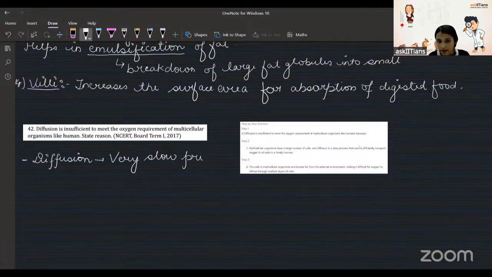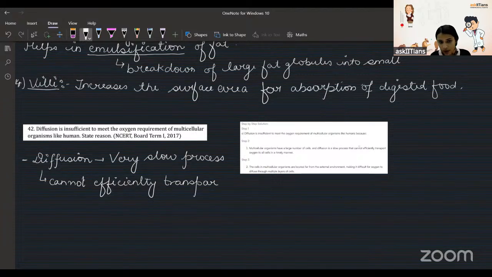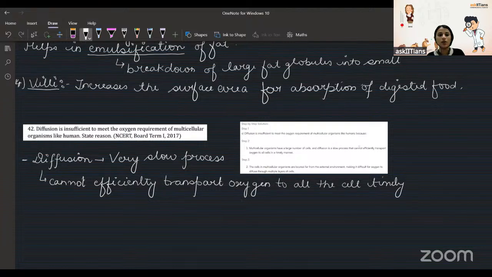Okay, and we know that in multicellular organisms, a large number of cells are present, right? So this diffusion process cannot efficiently transport oxygen to all the cells in time, because this is a very slow process, right?